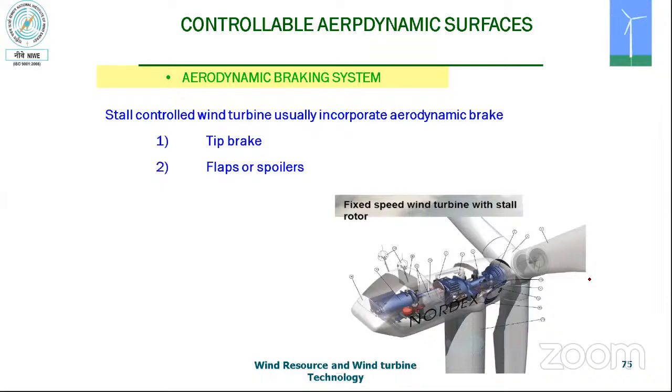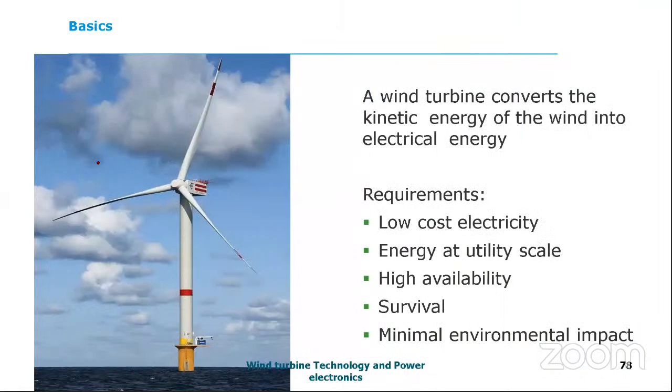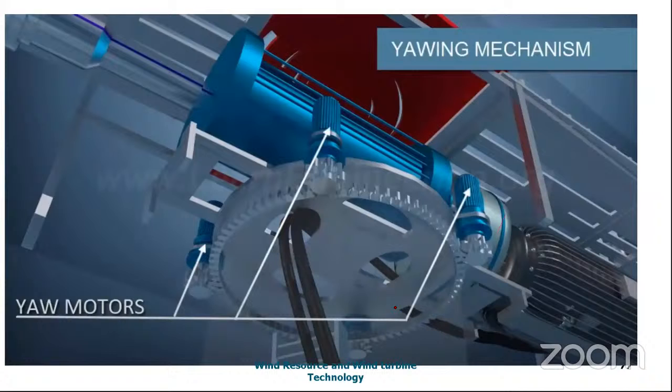So there are controllable aerodynamic surfaces, there are brakes, and there is the yaw control. I told you, when the wind is blowing from this direction, the rotor has to move towards this direction. When the wind is coming from this direction, the rotor has to go towards this direction. So this movement is called yawing. So this is the yawing mechanism, right?